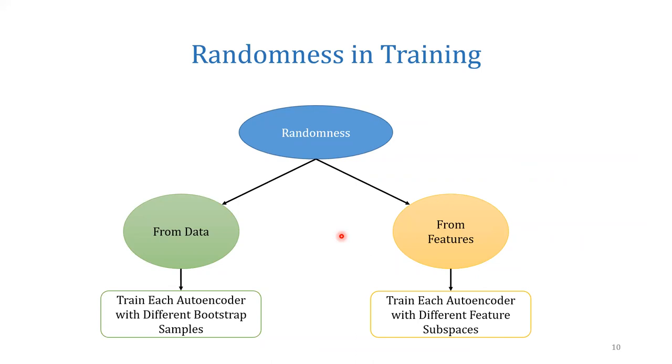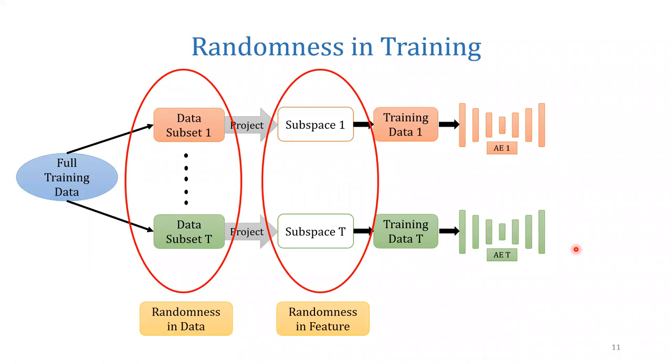How to introduce randomness using data? Randomness in the data can be introduced by training each autoencoder with different bootstrap samples from the training data. I will come to the details of the bootstrap sample a little later. And in terms of the features, the randomness can be introduced by training each autoencoder with different feature subspaces from the input feature space. So if we consider the full training data, and if we can create different data subsets, and if we can project them into different feature subspaces, we can effectively have different training data for each of the autoencoders. Now let's see how we can find different subsets of the data from the full pool of training data and different subspaces.